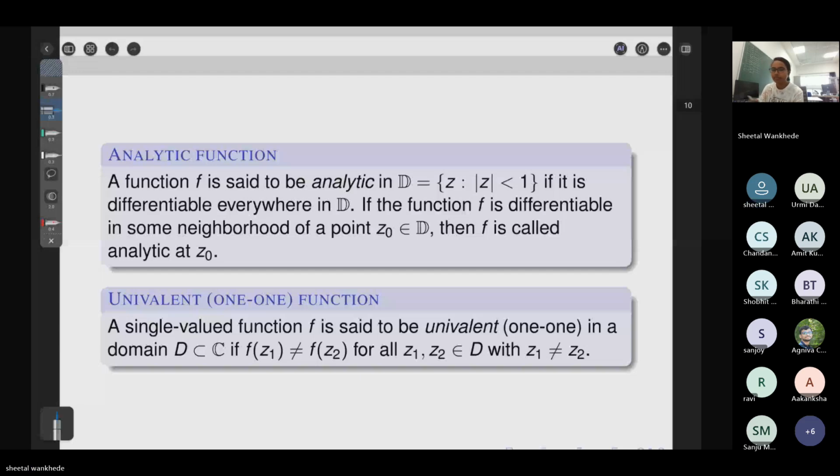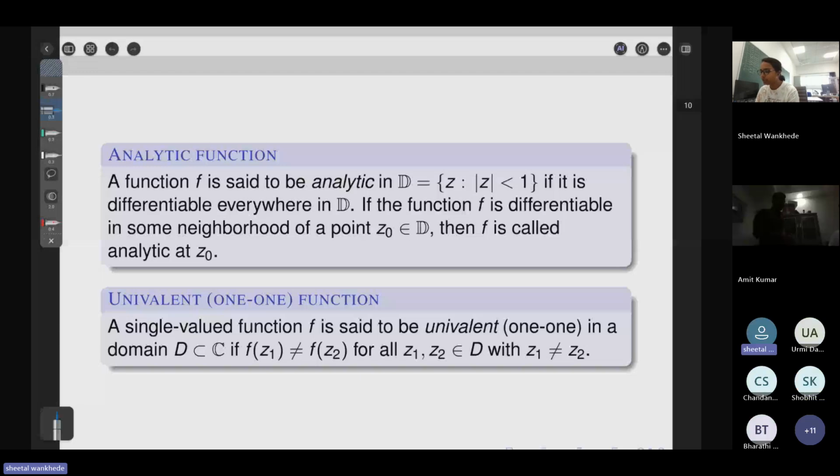Sheetal, hello. Sorry to interrupt. Is it the same slide being shown to you that I see? Yeah. Okay, fine.